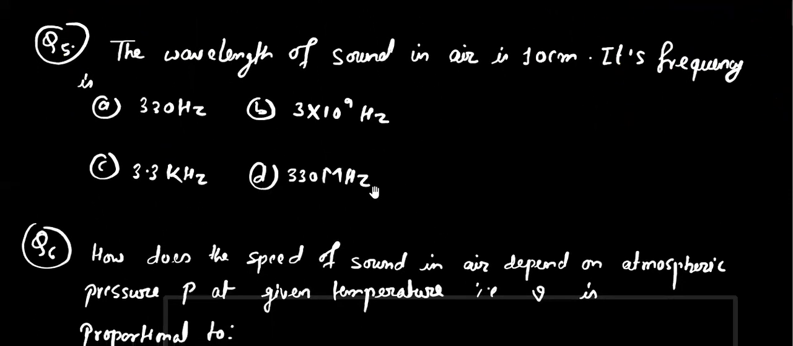Okay, now this is question number 5. The wavelength of sound in air is 10 centimeter. Its frequency is. Now we have to find the frequency, and the wavelength is given. What do we do? Generally velocity equals lambda times f, and then frequency equals v by lambda.